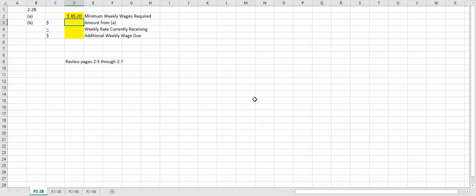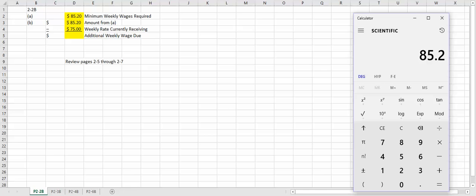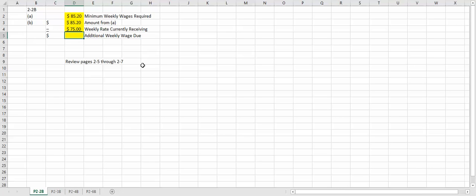The amount, and then for the second column, for the second line, you're going to enter the same amount. The weekly rate he is currently receiving, he is currently getting $75. And so to calculate how much he actually needs to be paid more, we're going to take $75 out of the $85.20. So his employer still actually owes him $10.20 a week. So that's how you do the first problem.